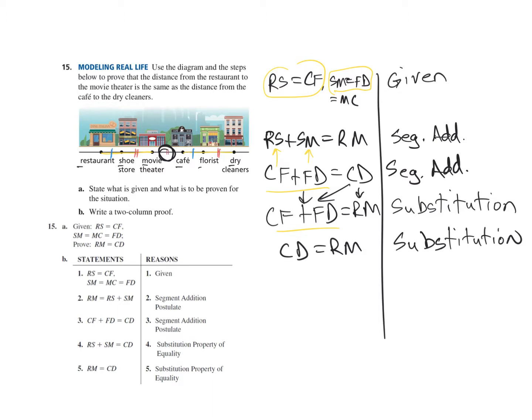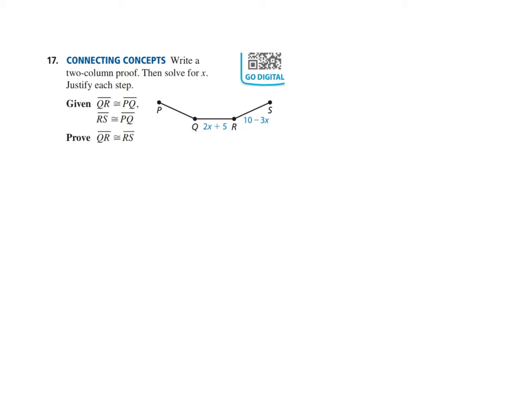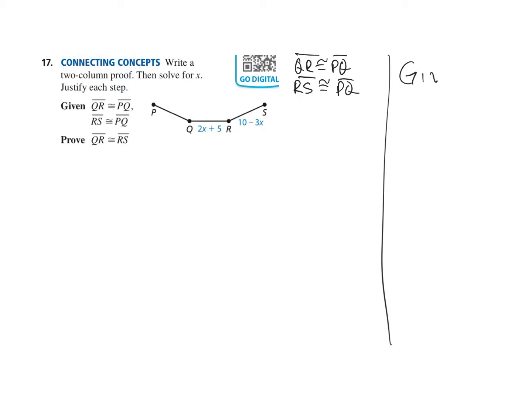We are almost done. Number 17, connecting concepts. Let's see what we can do here. Write a two-column proof, then solve for x. Justify each step. Okay, let's get our two-column proof ready here. Let's put our givens in. QR is congruent to PQ, and RS is congruent to PQ. So those are your givens.